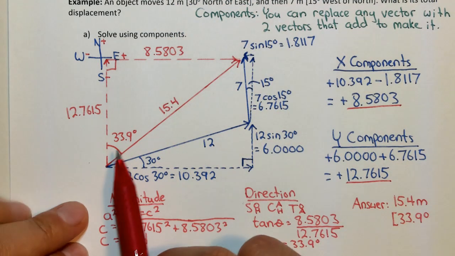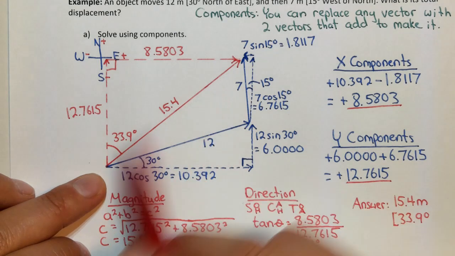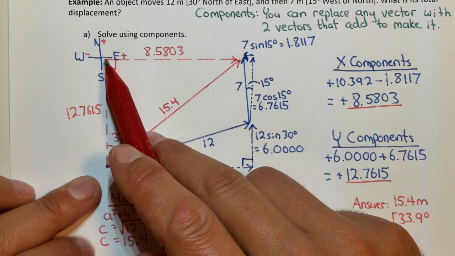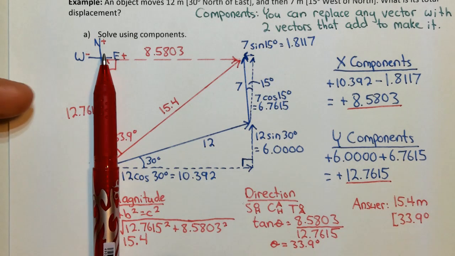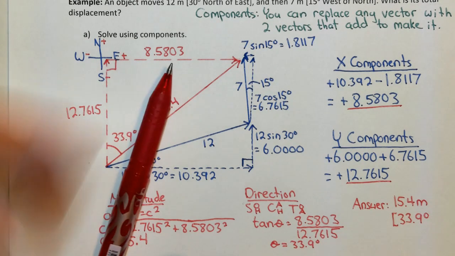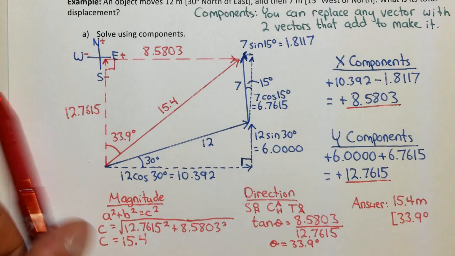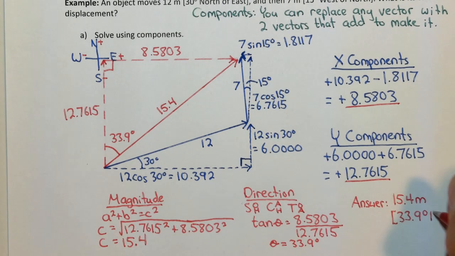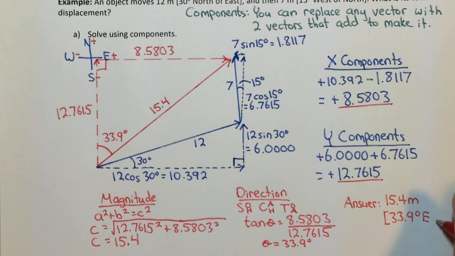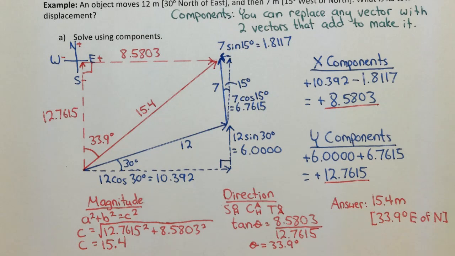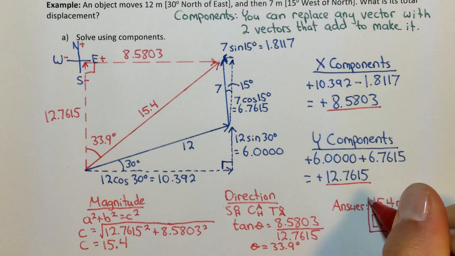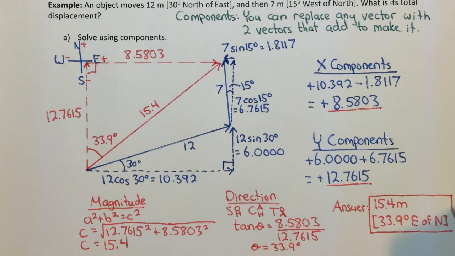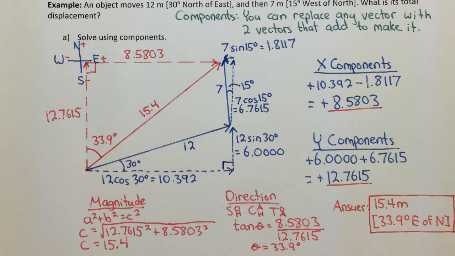So this angle is telling me that to get to my vector, I need to start at north and then go 33.9 degrees this way, or east of north. So 33.9 degrees east of north. Okay.